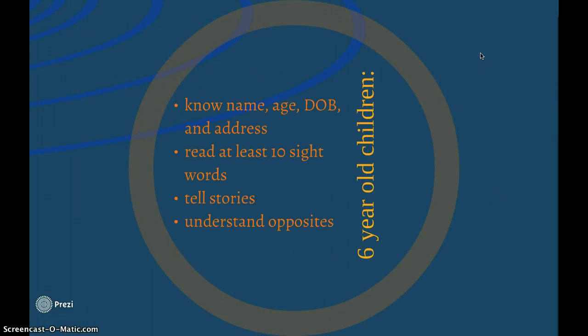At 6 years old, typically first grade, children know their full name, their age, their birthday, and address. They are able to read at least 10 easy sight words, tell a coherent story about people or objects in a picture, and they understand common opposites like big, little, or short and tall.